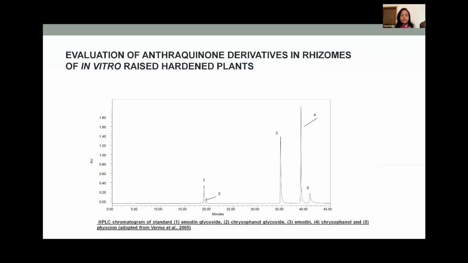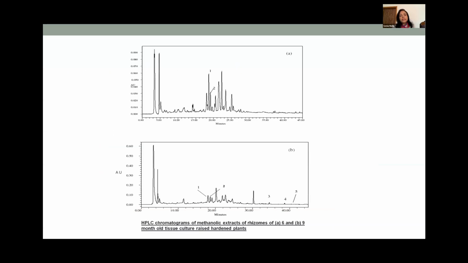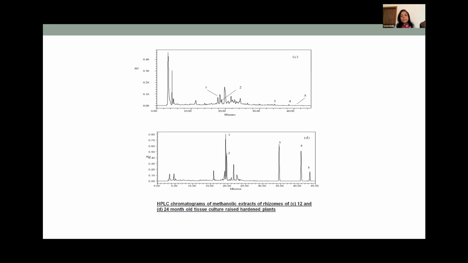In the same way, we wanted to see what the anthraquinone profile is, whether the plants are producing the same anthraquinones that we get in the parent plants. For this, we did HPLC analysis of hardened plants at different stages, that is after 3 months, after 6 months, and after 9 months. Once the plants were hardened in the greenhouse, after 3 months we took the plants and compared them with the parent plant. Then after 9 months, and then 12. And what we found is that they produce the same anthraquinone derivatives as found in the natural plant.